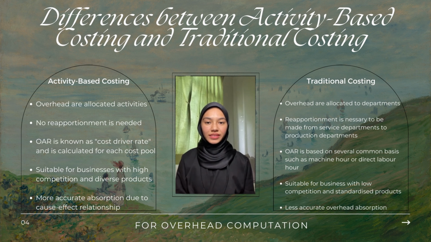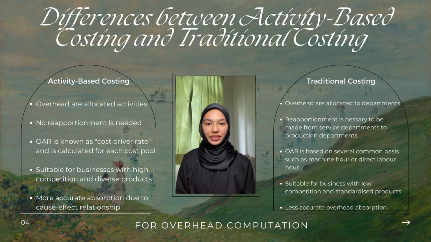What are the differences between activity-based costing and traditional costing for overhead computation? So in activity-based costing, which is also known as ABC, the overhead is allocated to activities. Second, no reapportionment is needed. Third, the AOR is also known as the cost driver rate and is calculated for each cost pool.